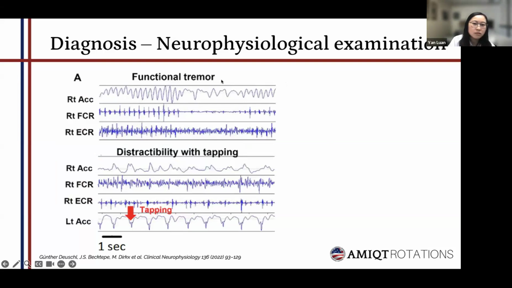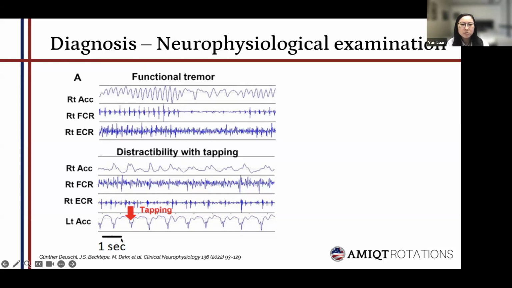Here is a result of neurophysiological examination using SEMG and accelerometry. RT here means right, so there's tremor in the right limb. The upper trace is accelerometry showing the tremor movement. And here F means flexor and E means extensor. So there are two muscle groups. And we can see the muscle contractions during the tremor.